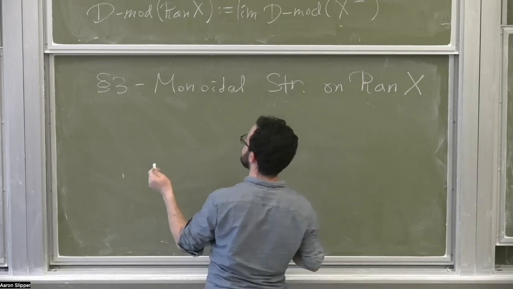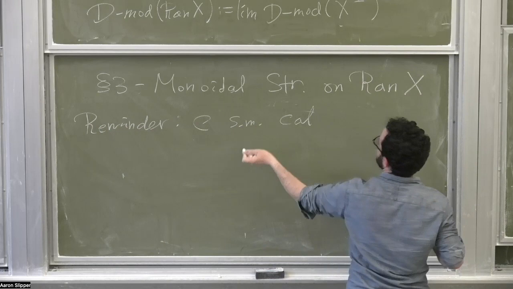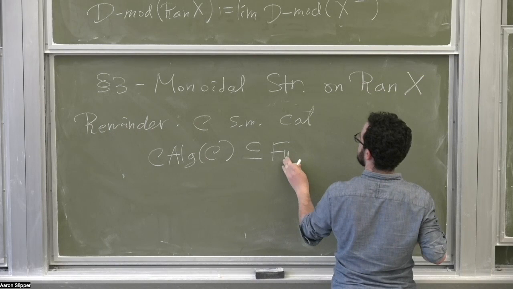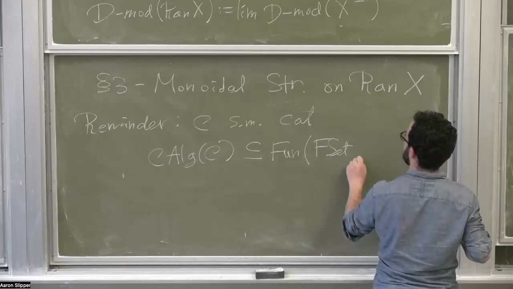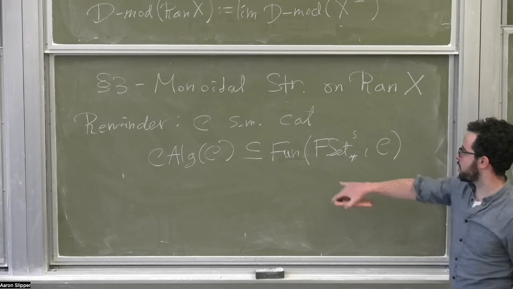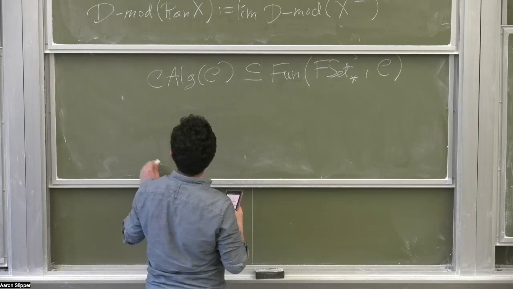So in any symmetric monoidal category C, a commutative algebra in C is also a functor from the category of finite pointed sets with surjections to C. There's going to be a condition, and the condition is going to be on the projection. So the goal, first of all, is to define two monoidal structures.